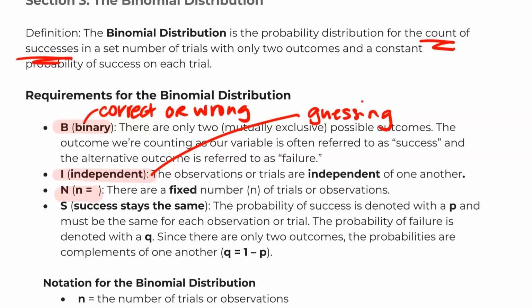We do need to have a fixed number of trials. So there are situations where maybe you could keep going until you got an answer wrong. That would not be a fixed number of trials because you wouldn't know how many questions he would see. So in this case, we did have a fixed number of trials. We had n equal to 4, right? There were 4 different questions he was guessing on, didn't change anything.